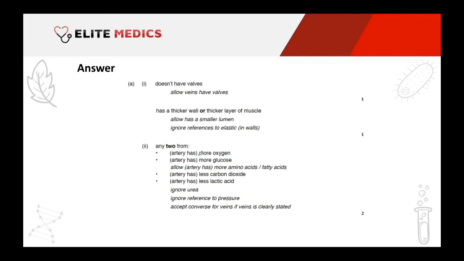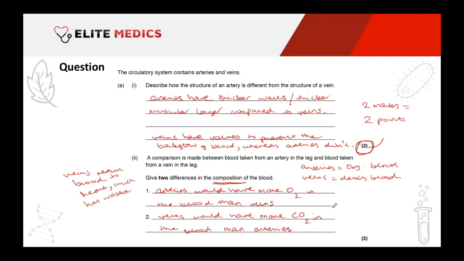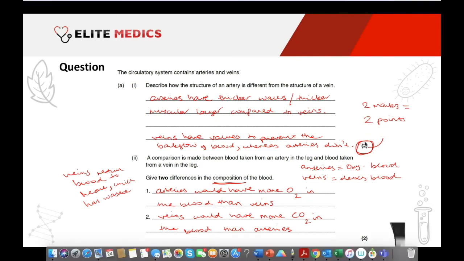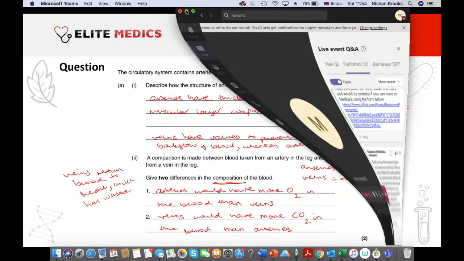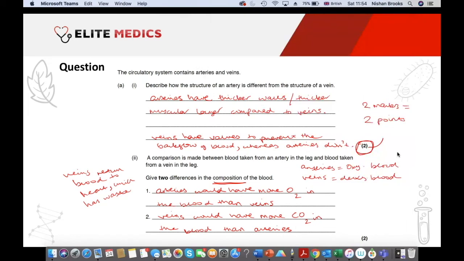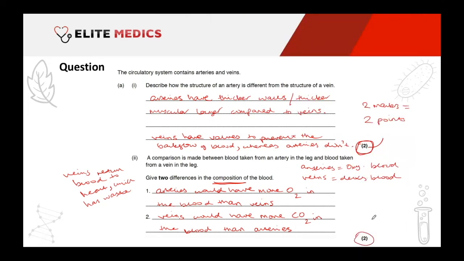If you scroll further down, it refers to arteries in the answer here, but it says except converse for veins if veins is clearly stated. So you don't have to just write about arteries, you can also refer to veins in your answer, which is what we did. So we've said the converse of this sentence here. We've said veins would have more carbon dioxide in the blood. So again, we would get the full 2 marks. Yeah?